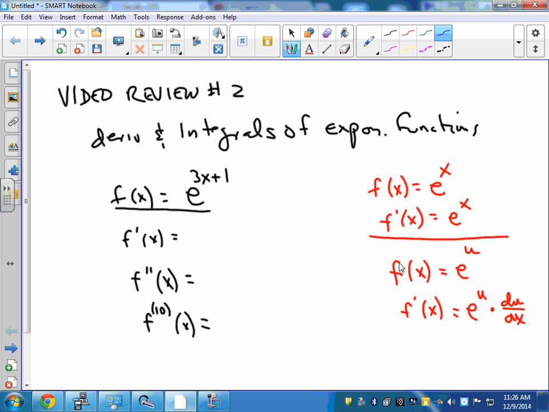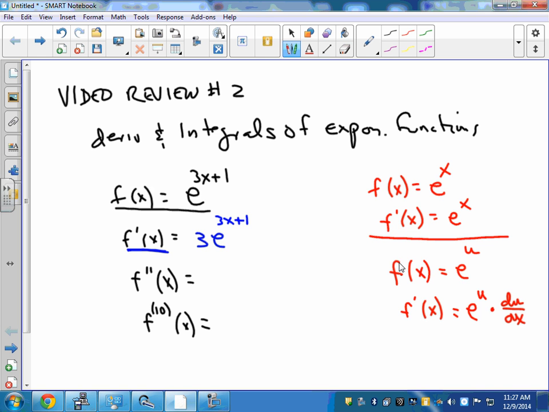Okay, so first derivative. The derivative of e^(3x+1) would be e^(3x+1), the derivative times the derivative of that, which would be 3. And almost always we're going to be putting that in the front, so you'll never see times 3 at the back. This would be written as 3e^(3x+1). And so there's our first derivative.